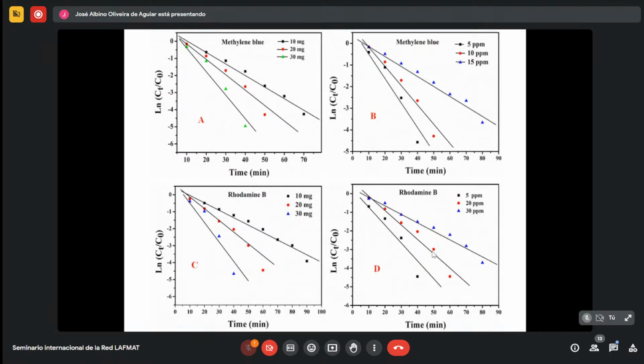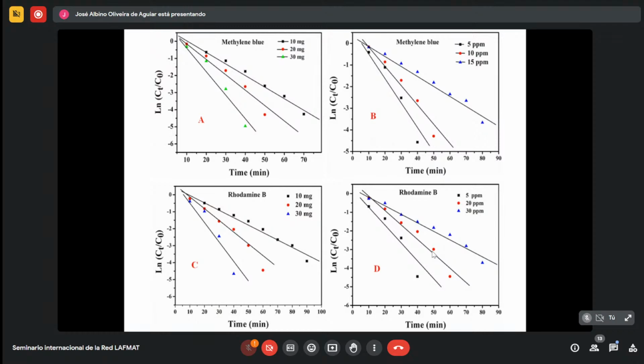This is the effect of the catalyst amount on the dye conversion. So while looking at the catalyst, that means 10 mg, 20 mg or 30 mg. For 10 mg, it shows the percent of degradation. This is the degradation time, 70 minutes. This is the kinetics plot for the catalyst.